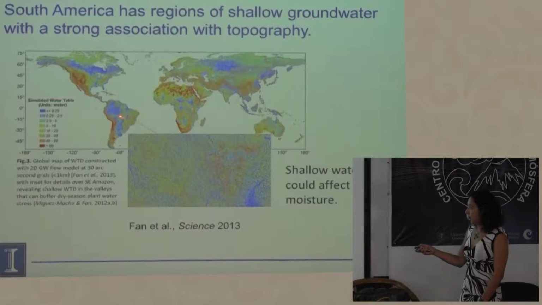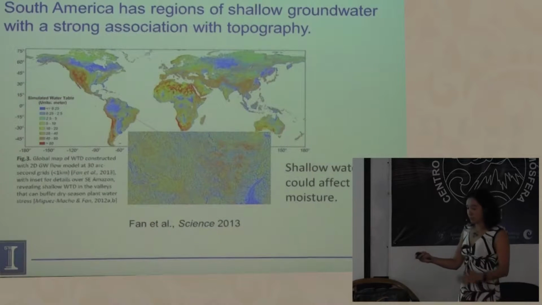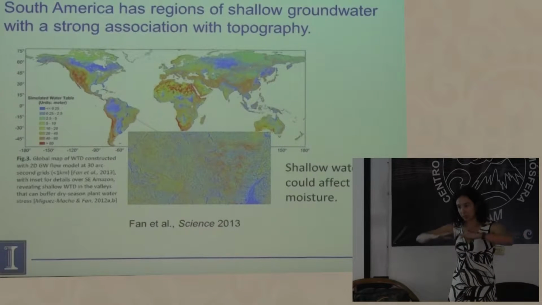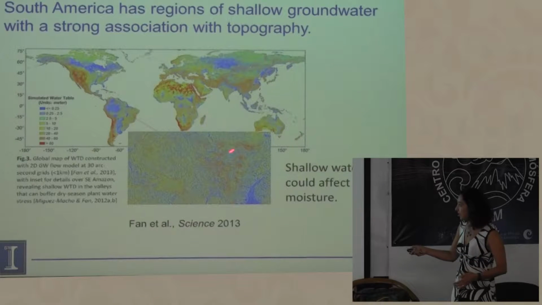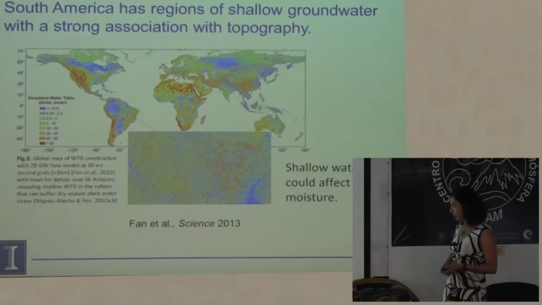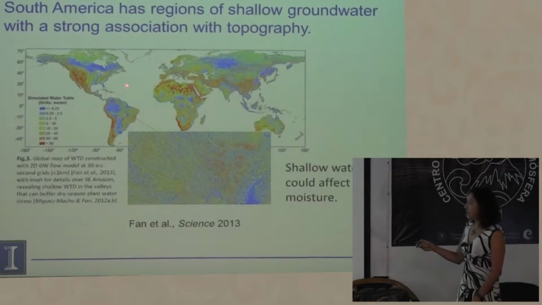This is a blow up of a region in the Amazon, because the model is at 30 arc seconds, so less than 1 kilometer resolution. What's nice is that it resolves the local topography. So you have all these lateral flows of moisture that accumulate in the valleys here. It's pretty nice how the topography is controlling groundwater flows. In these regions where the water table is shallow, this could potentially affect soil moisture.